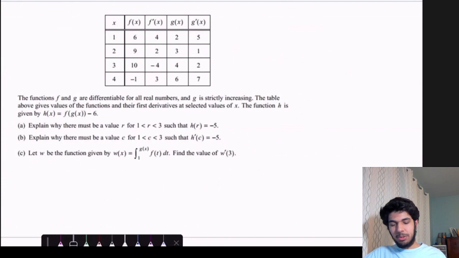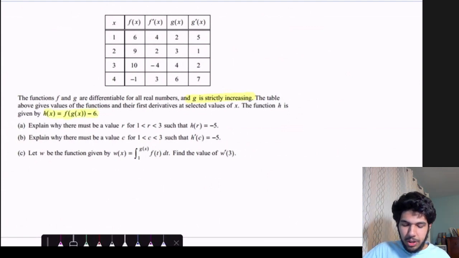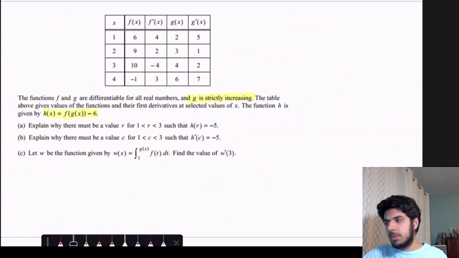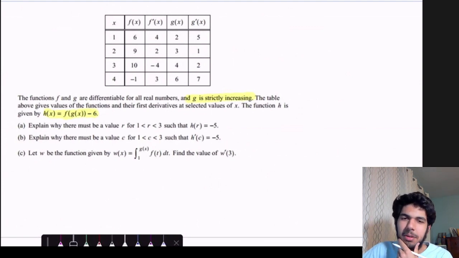So we're given a table, and we're given that f and g are differentiable for all real numbers, and g is strictly increasing. The table above gives values of the functions and their first derivatives at selected values of x. The function h is given by this here. Explain why there must be a value r for 1 less than r less than 3 such that h of r equals -5. Okay. So this is a little bit of an interesting problem here.